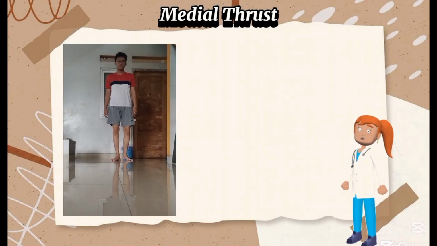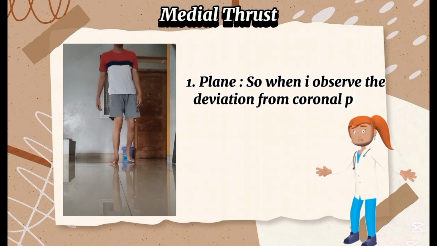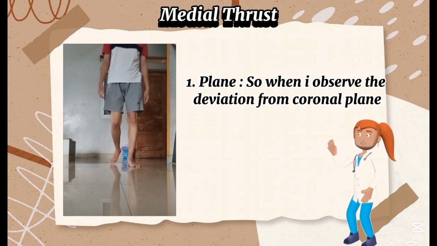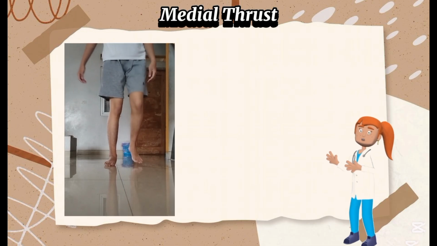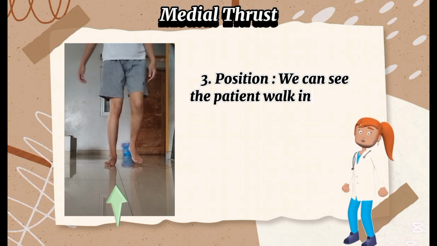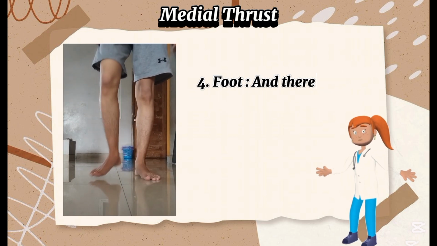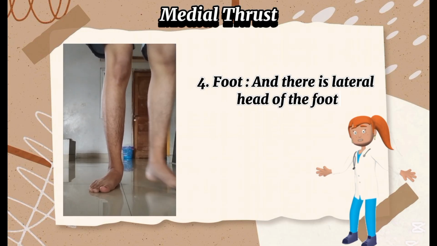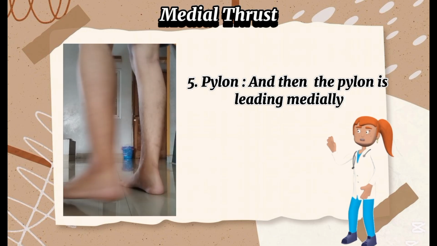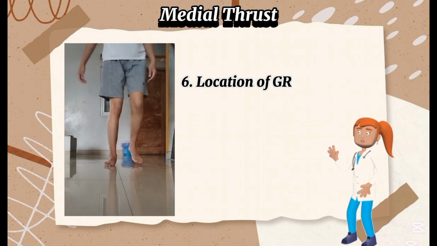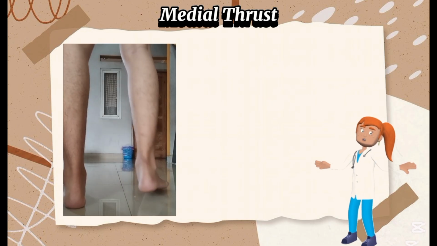Based on the video, the first is plane. So when I observe the gait deviation, it is from the coronal plane. The second is phase of gait: during mid-stance. The third is position. We can see the patient walk on the medial border of the foot. The fourth is foot, and there is a lateral heel of the foot. The fifth is pylon. The pylon is sliding medially. The sixth is location of GRF, and the GRF is lateral of the knee joint. The seventh is moment.